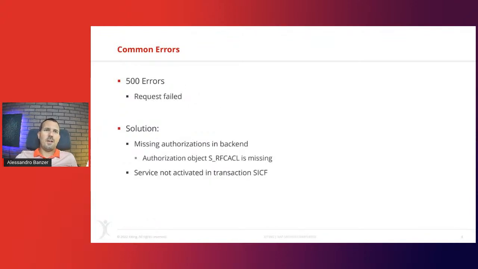The other one is the 500 errors, where we see "request failed." That was very common when we had the central hub deployment, where it was primarily due to the user missing some S_RFC ACL authorizations for trusted RFCs in the backend, or also that a service is not activated in SICF, so the SICF node is inactive. Then it can also be an error 500, and that will be right in our face, we'll see "request failed." And I have an example here later where we can see something like that.